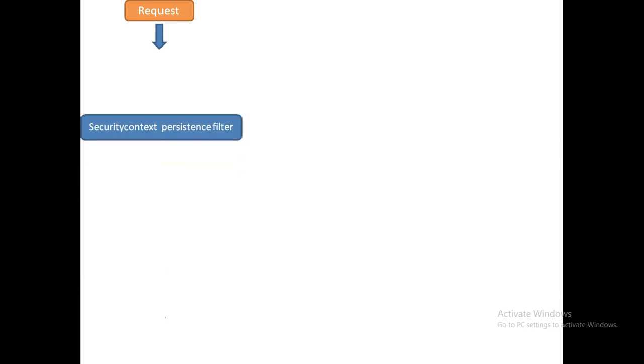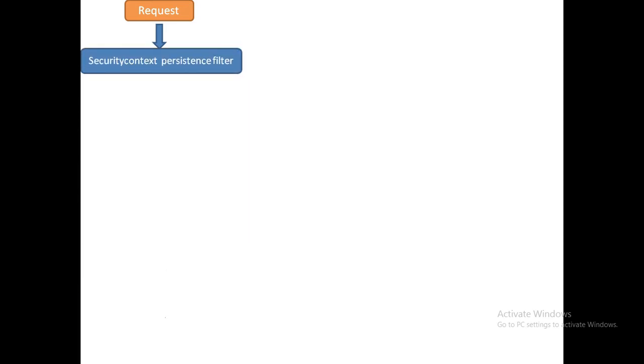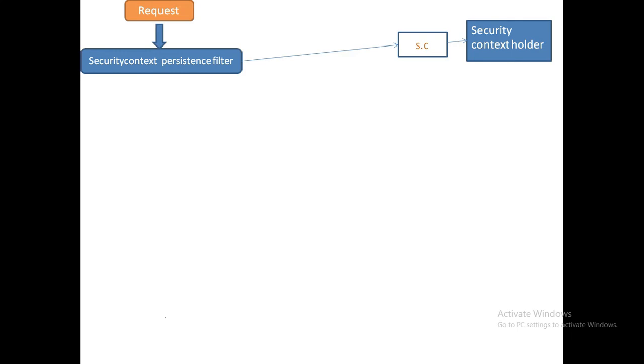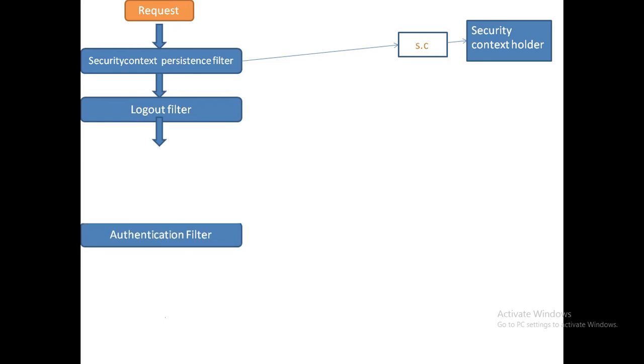So the request comes to the security context persistence filter. Here it will check if the user is already logged in. No, it's not logged in, so it will create an empty security context and populate it into the security context holder. Now the request goes to the logout filter. So is it the request for logout? No. Then it will go to the authentication filter.